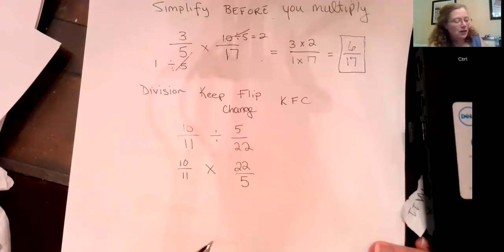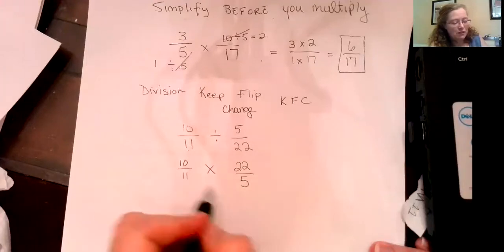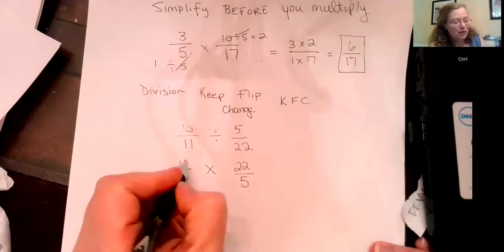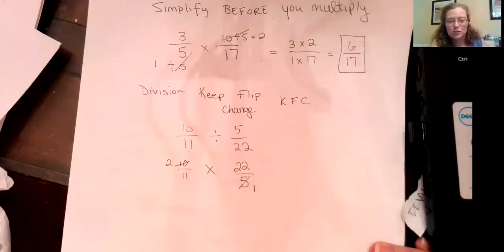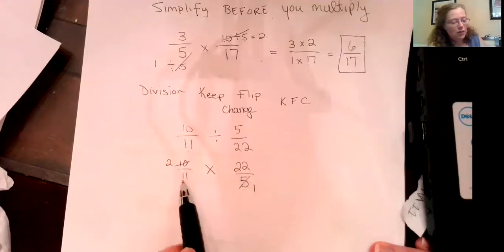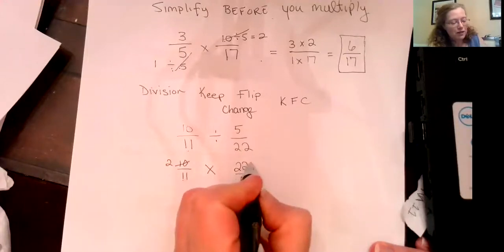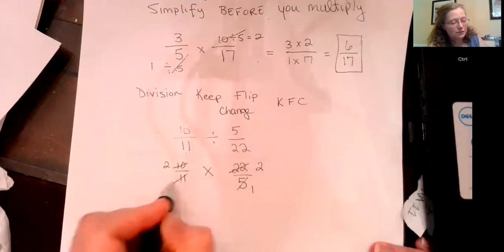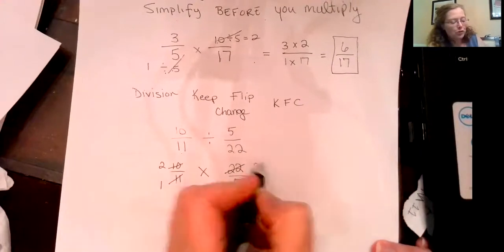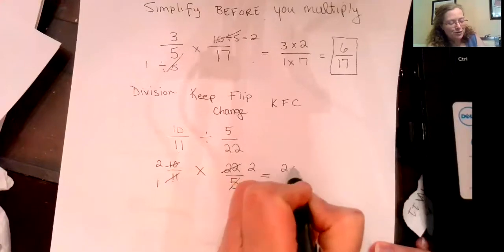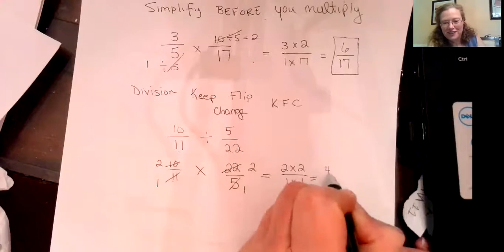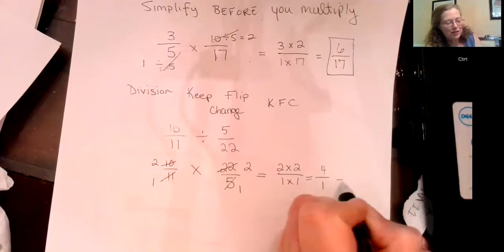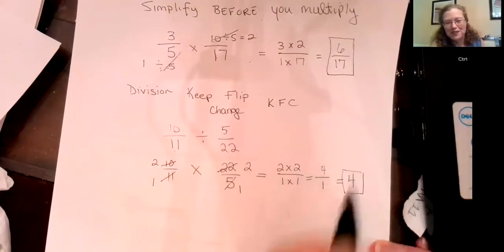I see that the 10 and the 5, again, can both be evenly divided by 5. So that simplifies that to a 2 and a 1. The 22 and 11, those can both be divided by 11. What we're left with then, after we had something so scary looking to start out with, has ended up being very simple. 4 over 1, which is the same as 4.